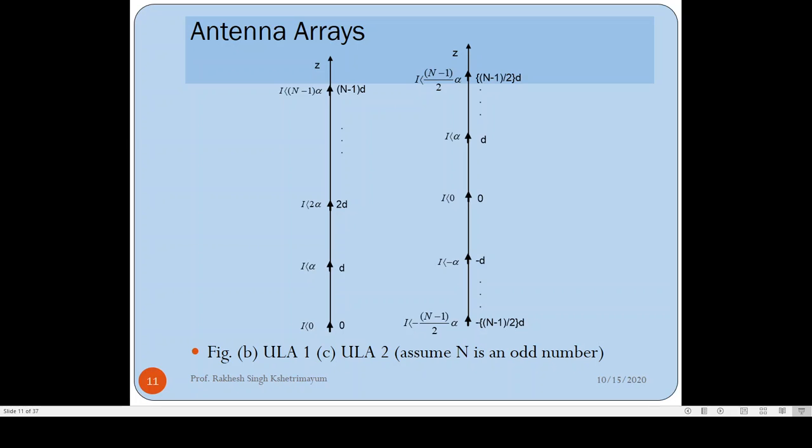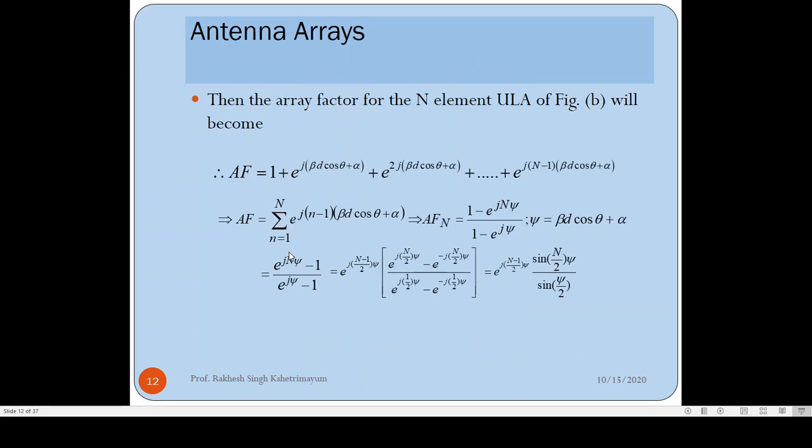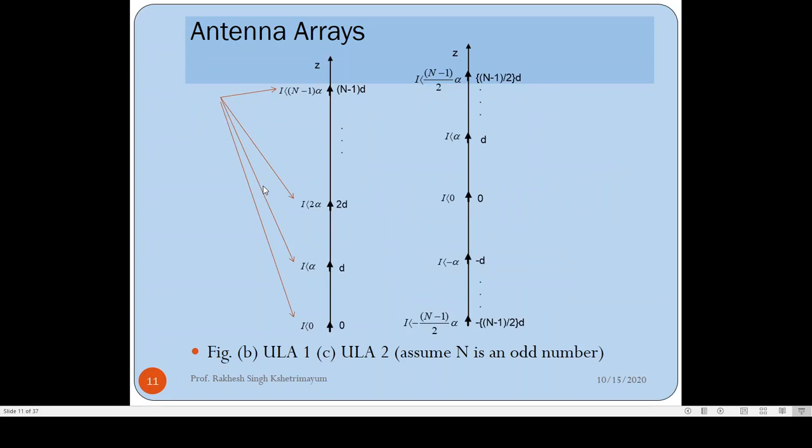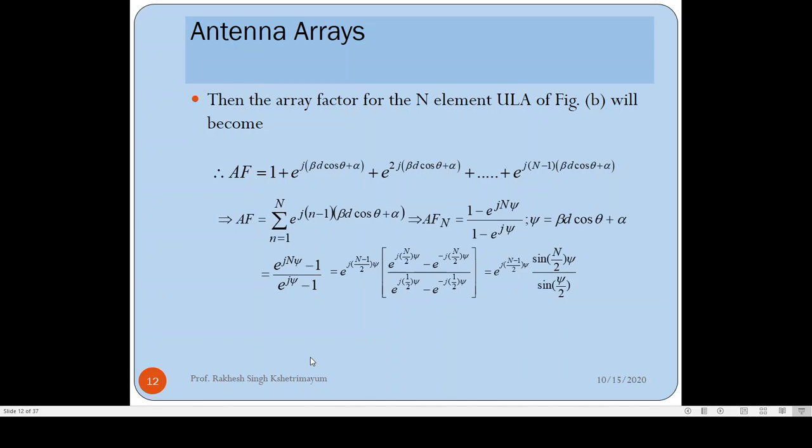So now for this uniform linear array 1, we'll consider another case, uniform linear array 2, later on. Let us try to find out what the array factor is for this. For the first antenna, the contribution in the array factor will be 1. For the second antenna, the contribution will be plus exponential j beta d cos theta plus alpha. D is the distance between the antenna elements, alpha is the phase shift you are giving.